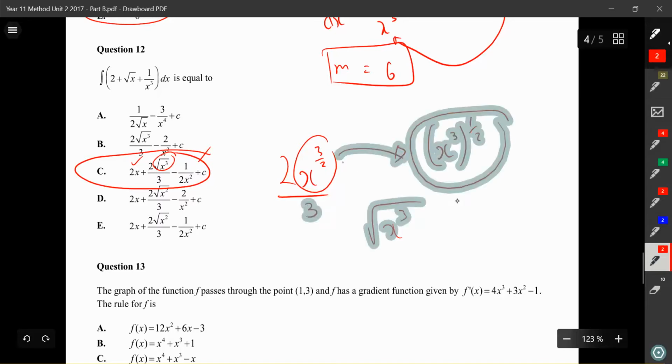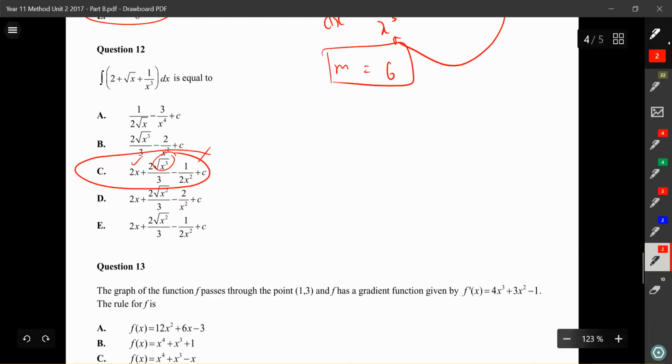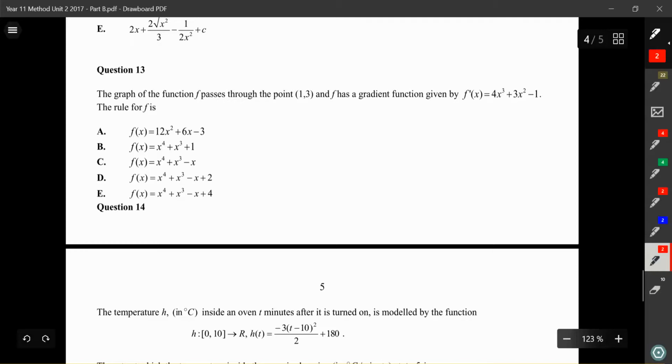Okay, I just used my CAS, by the way, but I can see why. Even if you did it by hand, you would have had the same issue. So you really needed to know your index laws to be able to break it down and find out that it's C. Okay. Next one, the graph of the function passes through 1, 3.